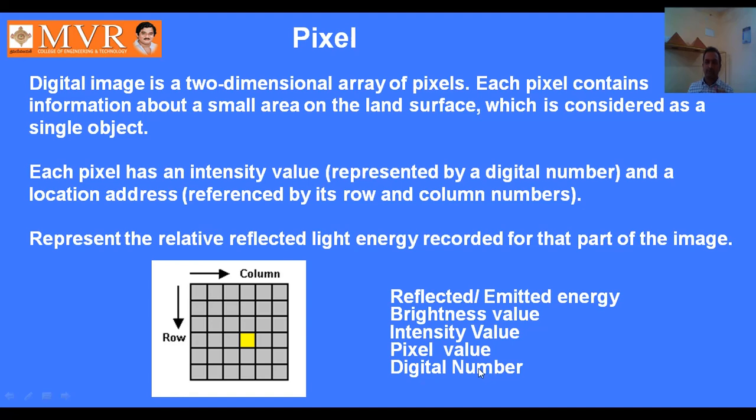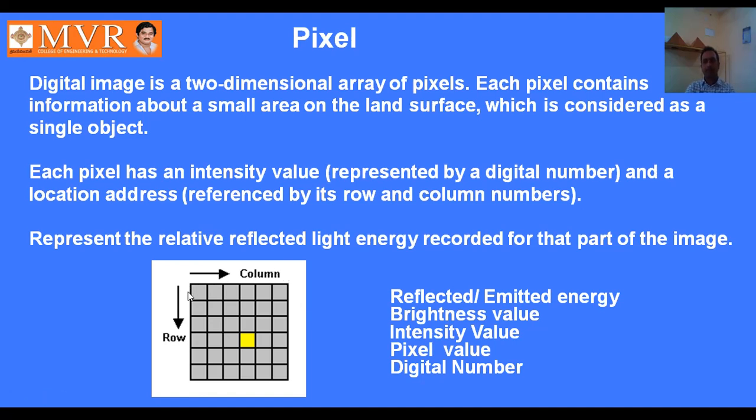So, the sensor always records the reflected energy. That reflected energy is a brightness value. Brightness value is nothing but an intensity value. Intensity value you can call the pixel value. That pixel value is represented by digital numbers. So, this is the pixel value. In the entire satellite image we can see pixel values from 0 to 255. Like that the digital image is formed.